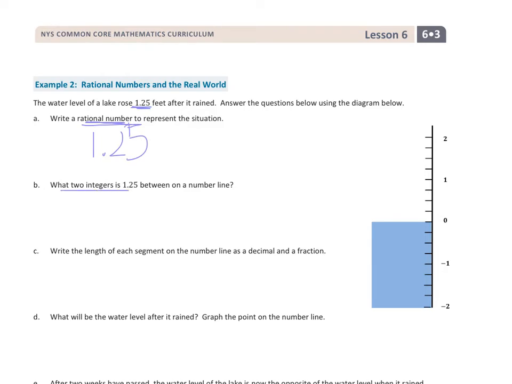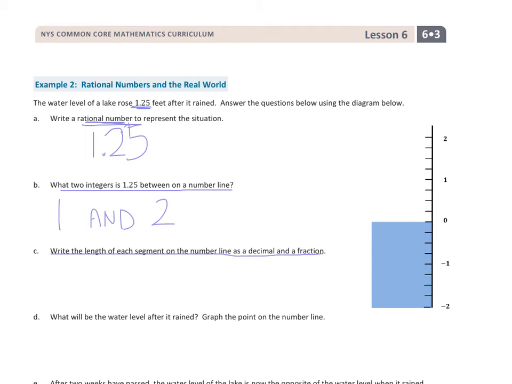Now what two integers is 1 and 25 hundredths between on a number line? Well, we know 1 and 25 hundredths is 1 and a little bit extra, so it's between 1 and 2. More than 1, less than 2. Write the length of each segment on the number line as a decimal and a fraction. Ooh, awesome. Let's check this out.